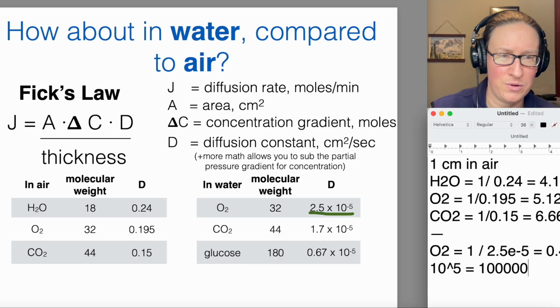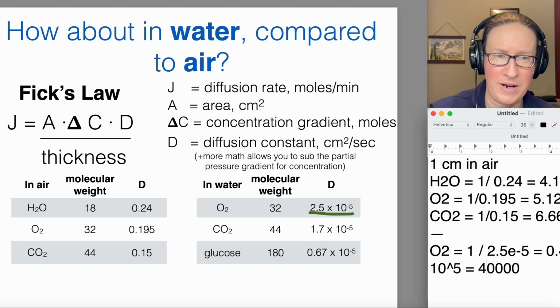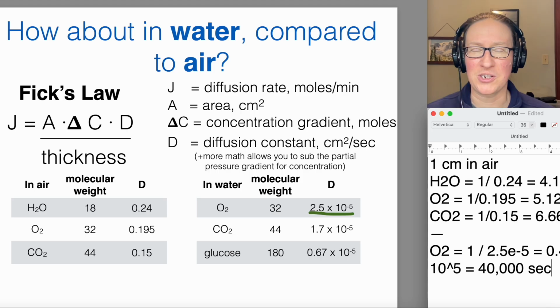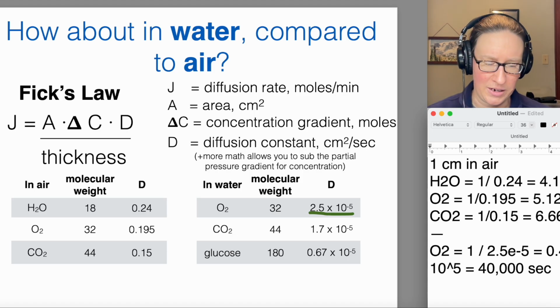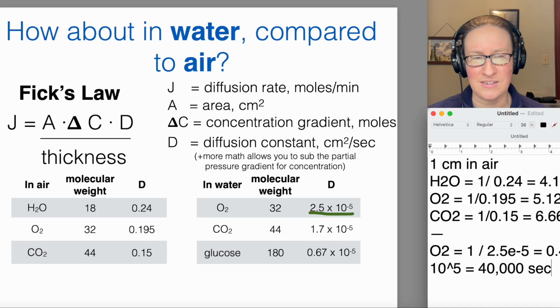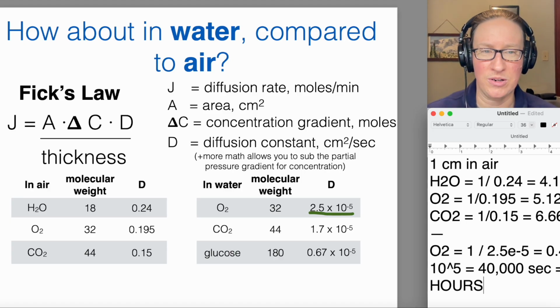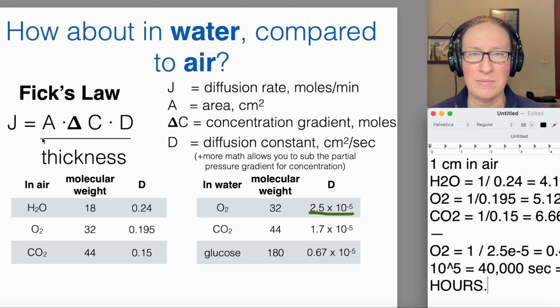And then if it's 0.4, we're going to wind up getting 40,000 seconds for a molecule of oxygen to travel 1 centimeter through water. So that's 40,000 seconds in minutes or hours. So 40,000 divided by 60 is going to be 666 minutes. Let's divide that by 60 minutes in an hour. So that's going to be 11.1 hours to move 1 centimeter through water.